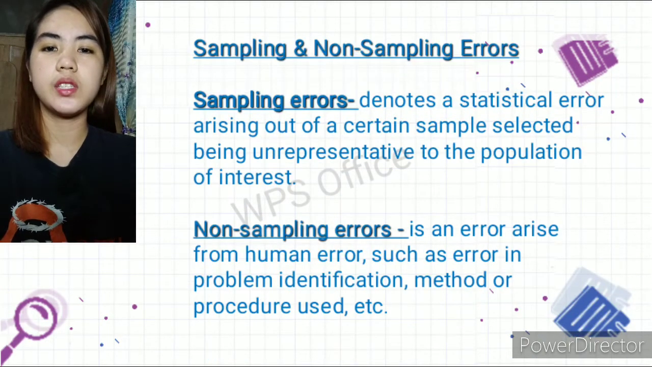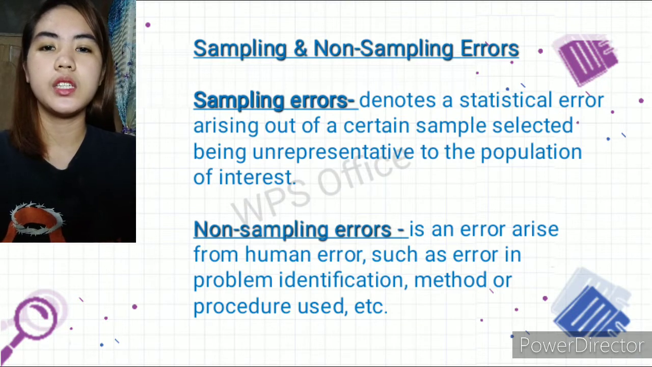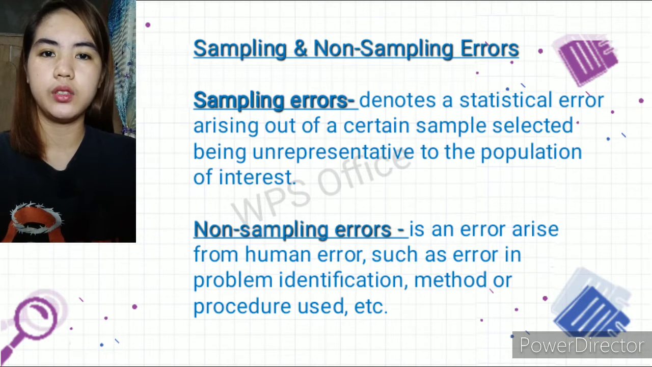Now let's talk about sampling and non-sampling errors. Sampling errors denotes a statistical error arising of a certain sample selected being unrepresentative to the population of interest.